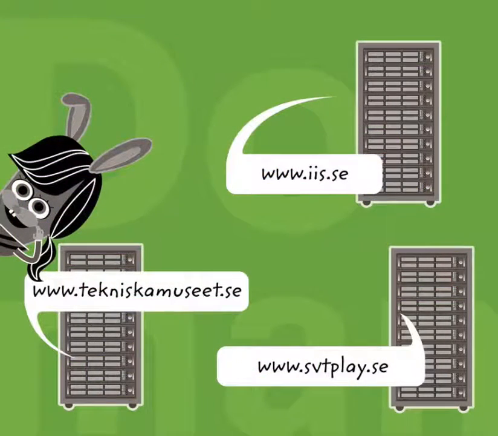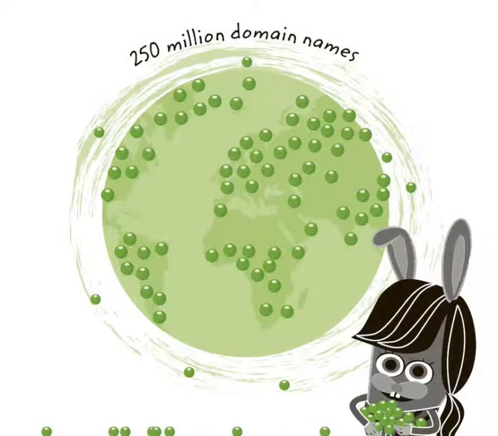Addresses on the internet can be short, like iis.se, or long, like www.tekniskamuseet.se. An address with letters instead of numbers is called a domain name. It is the servers that have domain names, not the computer, mobile, or tablet. There are around 250 million domain names in the world. In other words, there is unbelievably much to discover on the internet.